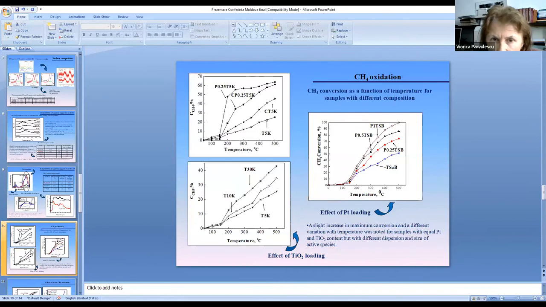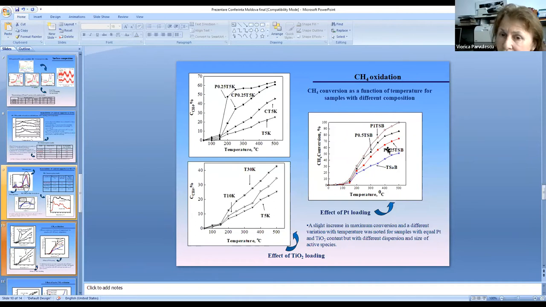So, the catalytic results evidence the effect of platinum loading on conversion. The maximum conversion increases with platinum concentration, but it is very interesting to see this variation for the same concentration of platinum and the same concentration of titania. The difference between these samples is the support.